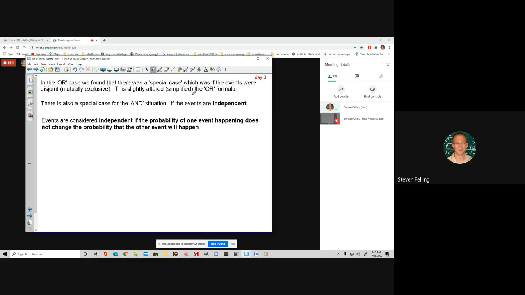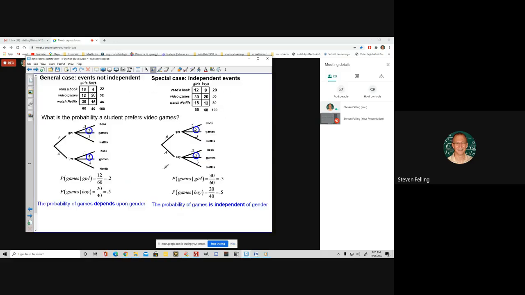Okay. Now in the OR case, we found that there was a special case, which was that if the events were disjoint or mutually exclusive, then that simplified the case, and we got a simplified OR case because disjoint events have no overlap to subtract. There's also a special case here in the AND situation, and that's if the events are independent of each other. Okay, so we'll define that to be this. Events are independent if the probability of one event does not change if the other event happens or doesn't happen. So it doesn't matter whether the other event happens or not, the probability of the first event is unaffected, it's independent.